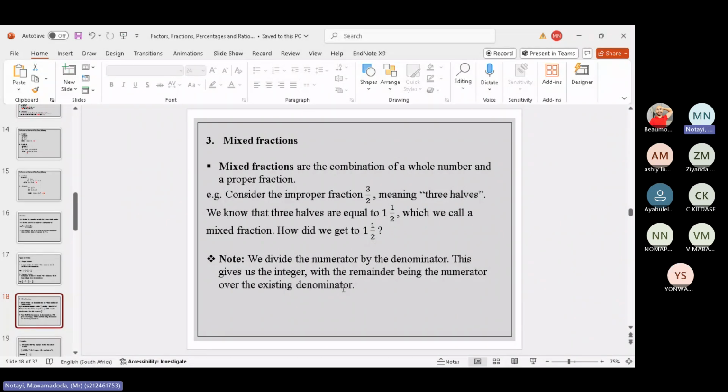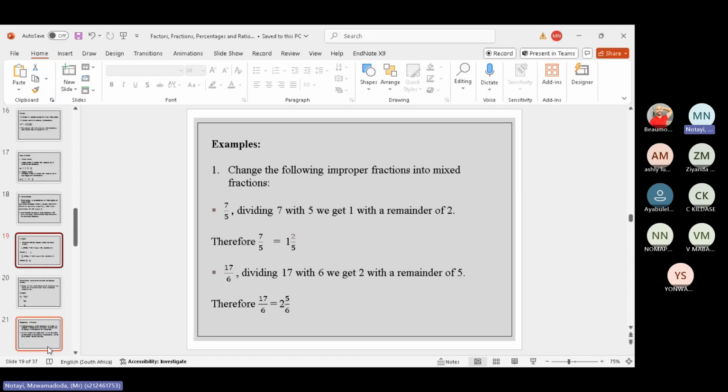So this gives us the integer with the remainder being the numerator over the existing denominator. We don't change the denominator. Let's look at the examples. Change the following improper fractions into mixed fractions.